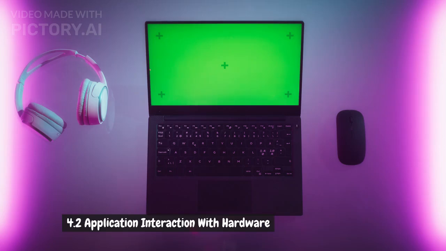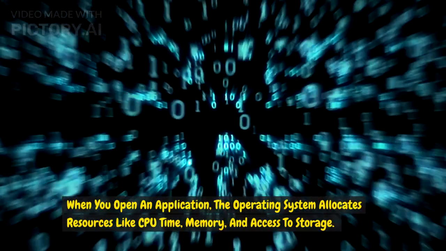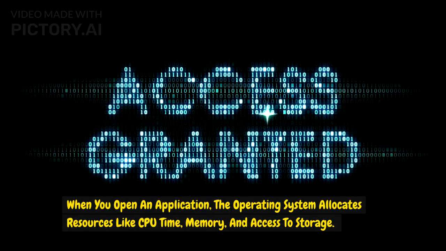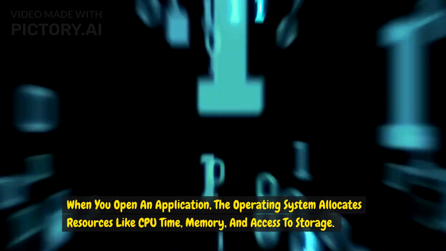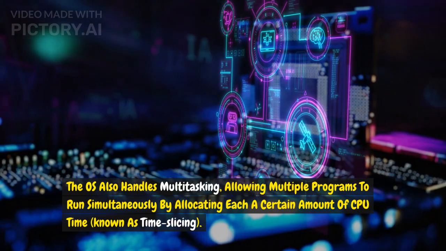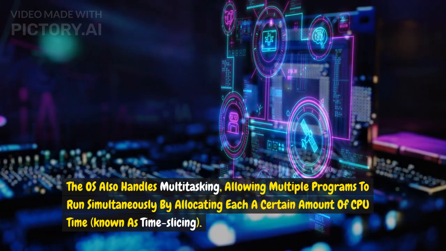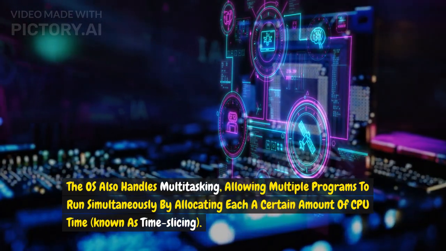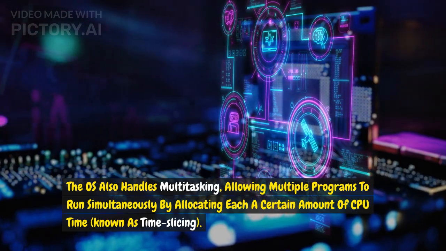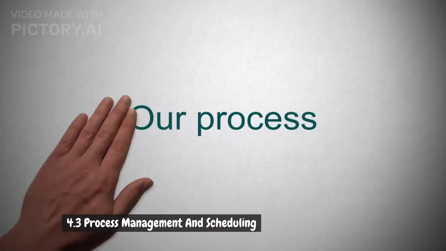4.2 Application interaction with hardware. When you open an application, the operating system allocates resources like CPU time, memory, and access to storage. The OS also handles multitasking, allowing multiple programs to run simultaneously by allocating each a certain amount of CPU time, known as time slicing.